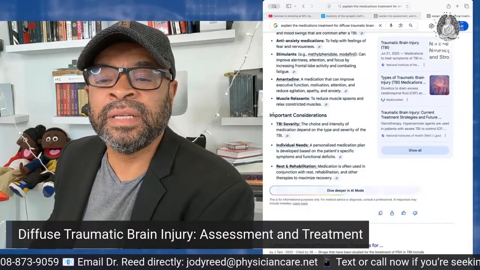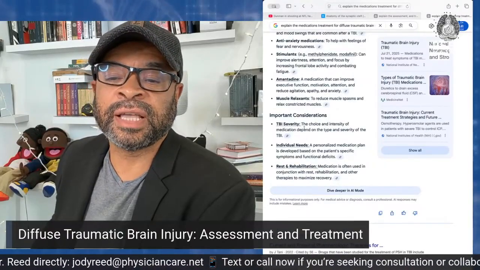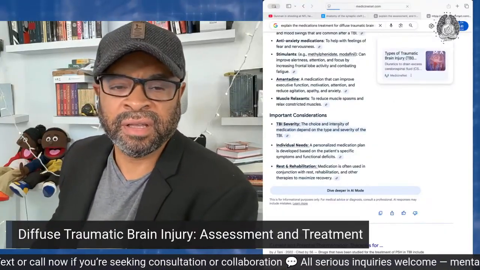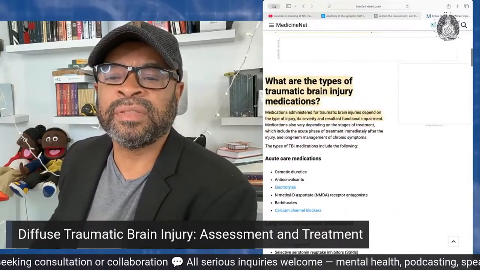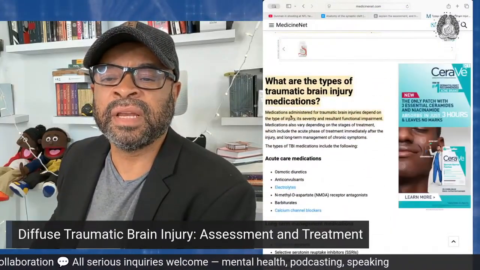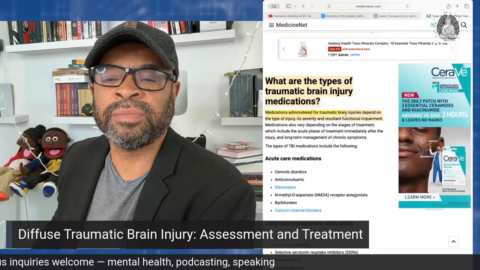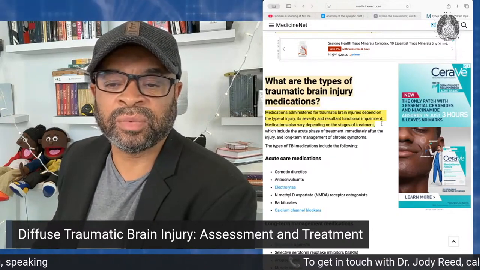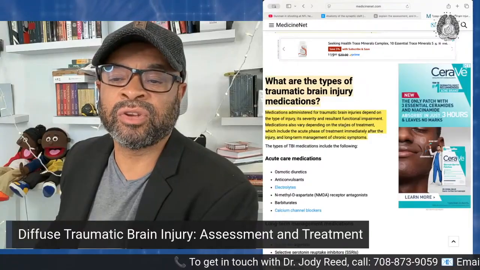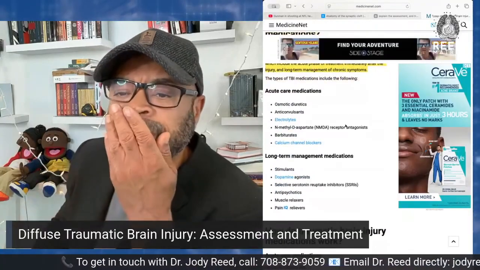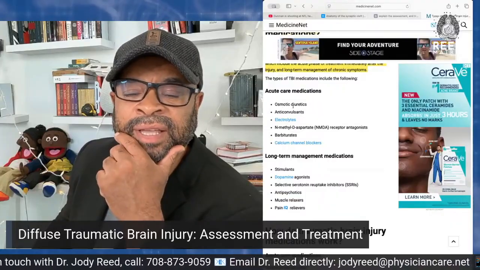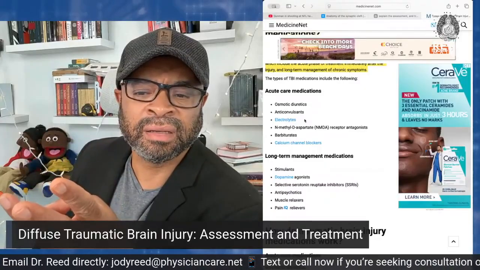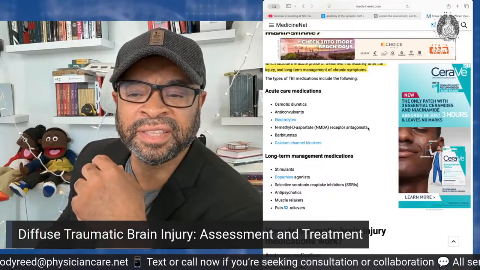Okay. Let me look here. The choice and intensity of medication depends on the type and severity. Let me look and see what they have on the severity of TBIs. Medications administered for traumatic brain injury depend upon the type of injury, its severity and resulting functional impairment. Medications also vary on the stage of treatment, which includes the acute phase of treatment immediately after the injury and long-term management of complications and chronic symptoms. Okay, so same thing. Osmotic agents decrease intracranial pressure, anticonvulsants, make sure their electrolytes are balanced. Now, look at this.